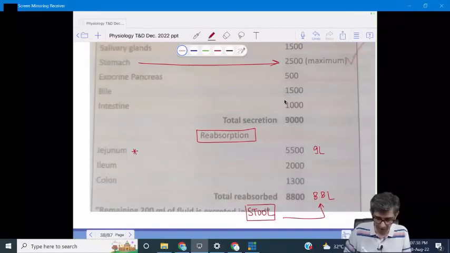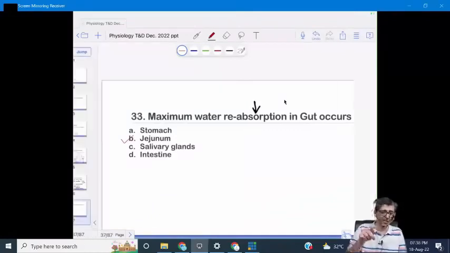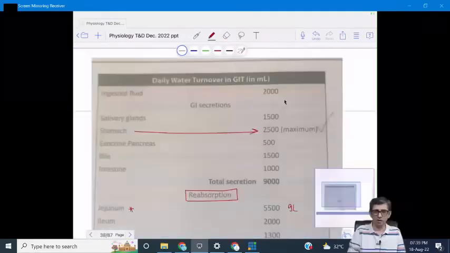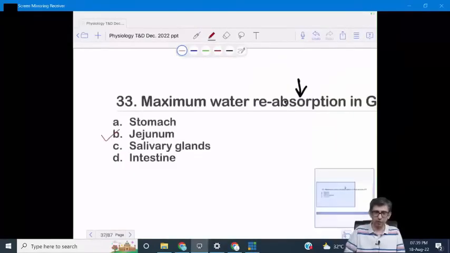I mean D और B में से अगर सिलेक्ट करेंगे तो the answer would be B. और यही क्वेश्चन अगर होता maximum water का secretion कहाँ पे हो रहा है, then you can see that the answer will change once again, because as I showed in this table, the maximum water turnover that would be present in GI secretions would be in the stomach. Answer to 33 is option number B.